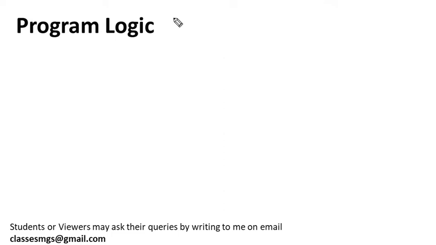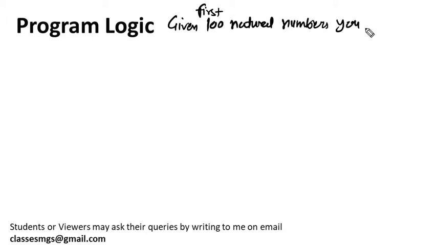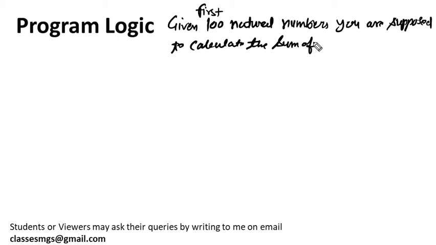So first I am giving you the problem. Given the first 100 natural numbers, you are supposed to calculate the sum of squares and print it.